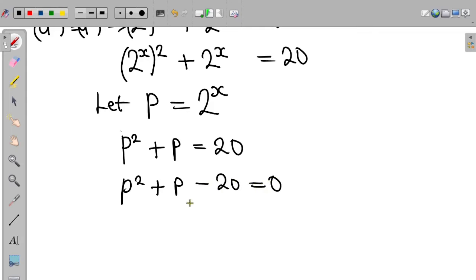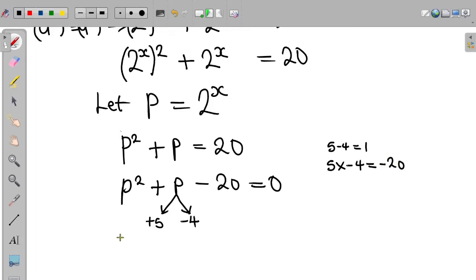Now at this point, we have a quadratic equation in terms of p. So to find the values of p, we use the factorization method. So I will look for two integers that their sum is equal to 1 and their product is equal to negative 20. So the two integers are plus 5 and minus 4. This is because 5 minus 4 is equal to 1 and 5 times minus 4 is equal to minus 20.